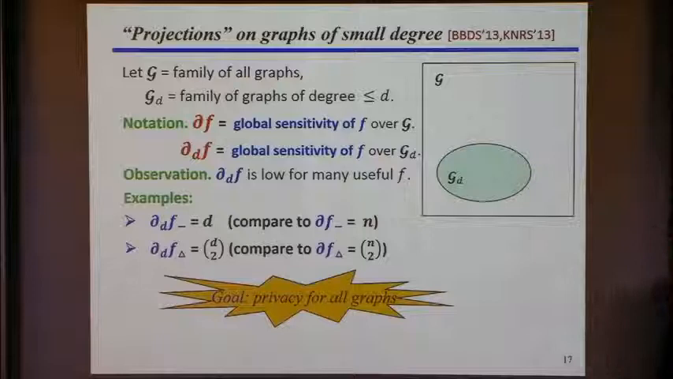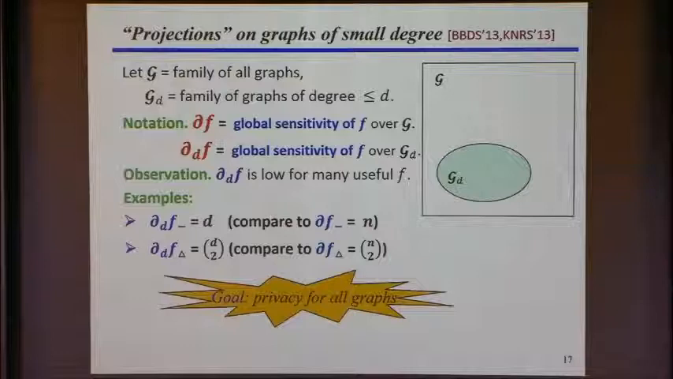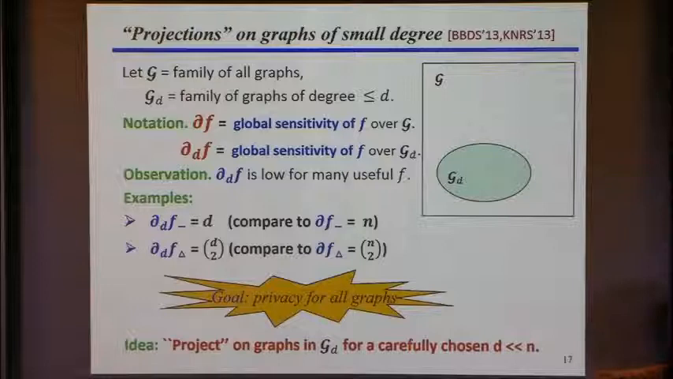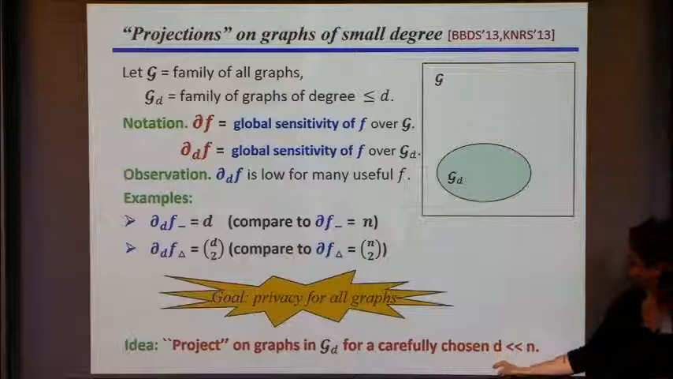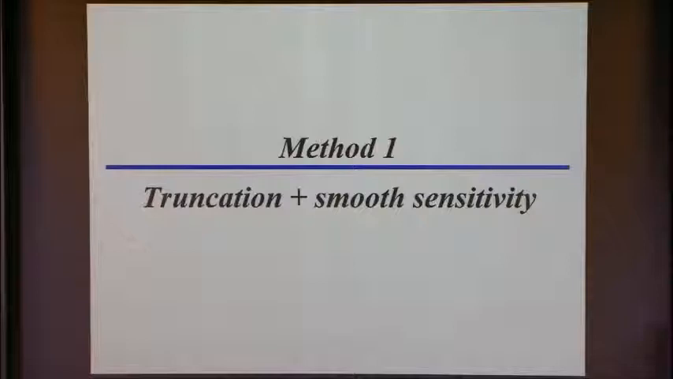And in fact, let me also mention that typical social networks are not just graphs of low degree. They are close to graphs of low degree, but they typically have some number of high degree nodes. So these are also good graphs on which we want to do well. So in some sense, we're going to try to project from this space of all graphs to graphs of bounded degree, for some carefully chosen degree bound. And I'm going to sweep under the carpet how we're going to choose the degree bound, and there are some open questions there, actually, on how to do it well. So we know how to do it in some way, but it's not clear that we know how to do it in the best way. Okay, so I'm going to try to talk about three methods. Truncation and smooth sensitivity is the first method.